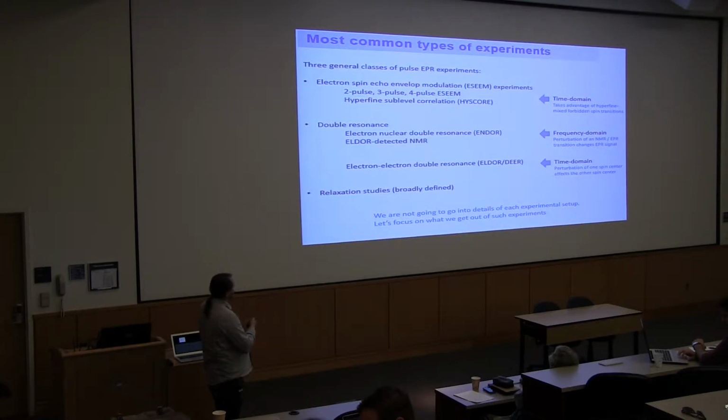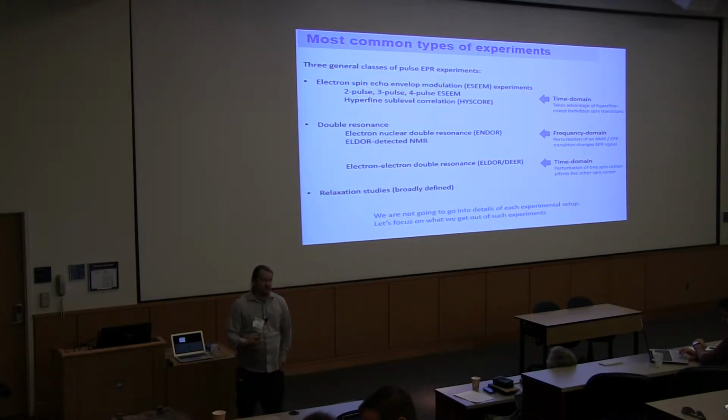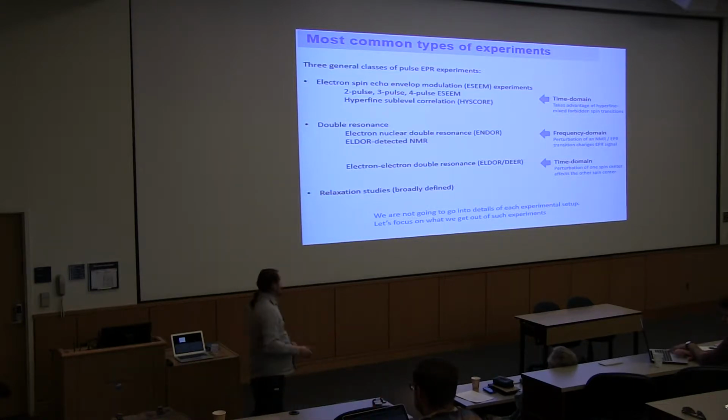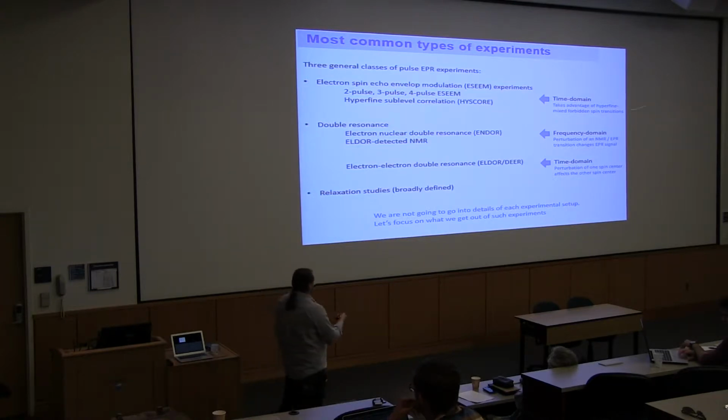Electron spin echo envelope modulation experiments, such as 2, 3, 4 pulse ESEEM, there are more. HYSCORE, my favorite flavor, hyperfine sublevel correlation spectroscopy. All of these are time domain experiments where we tease out information about the interaction of the electron with the nucleus from the perturbation of the time evolution of the spectrum. So this is time domain spectroscopy.